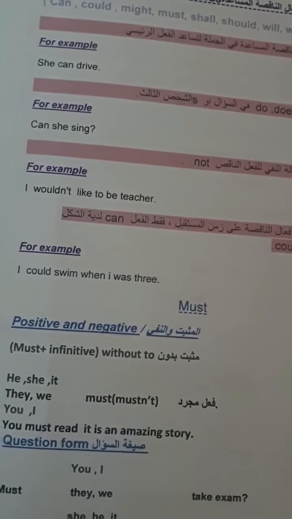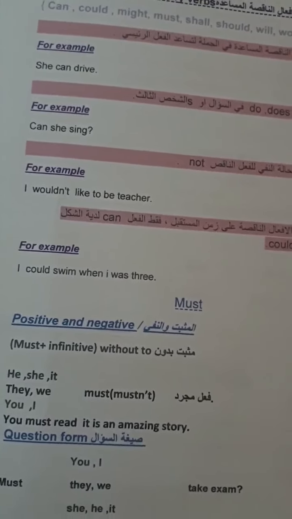Number 4. Most modal verbs refer to the present or future. Only can has past tense. يعني كل الأفعال الناقصة المساعدة تدل على الحاضر أو المستقبل. فقط الكان لديه الشكل الماضي could. For example, I could swim when I was 3.